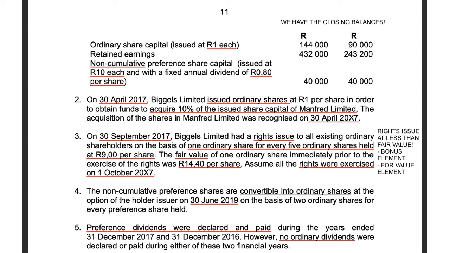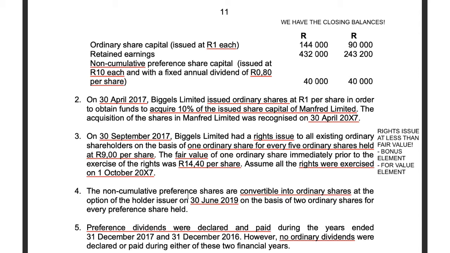But what is the fair value of a share? The fair value of a share is 14 Rand and 40 cents. Therefore, we do have a rights issue at less than fair value, and we will have a bonus element and a for value element. If the exercise price of the rights were the same as the fair value, or they were exercised at fair value, however it's worded, then you would not have a bonus element and it would all be for value, and then you would just time weight it. Then point 4. Point 4 speaks to the non-cumulative preference shares that are convertible into ordinary shares.